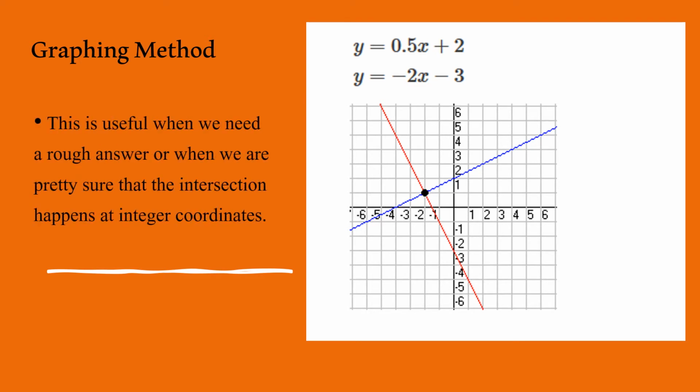So this is useful when we need a rough answer, or when we are pretty sure that the intersection happens at an integer coordinate. Suppose this intersection is not a whole number, if it is a decimal or an irrational number, then the graphing method will not be of much use to us. Here in this case, the solution set will be negative 2, 1.